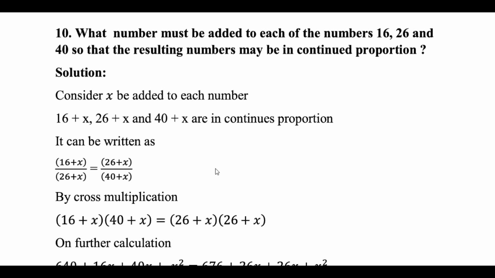What number must be added to each of the numbers 16, 26 and 40 so that the resulting numbers may be in continued proportion? So consider x to be added to each number. So 16 plus x, 26 plus x, 40 plus x are in continued proportion. So after that we can write (16 plus x) divided by (26 plus x) is equal to (26 plus x) divided by (40 plus x). After that, a cross multiplication.